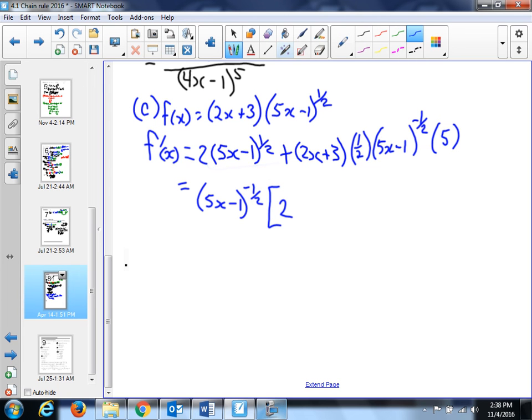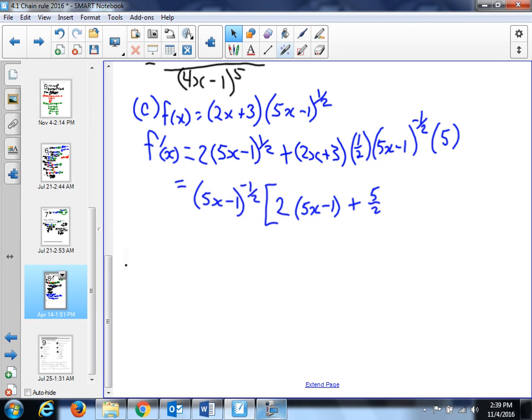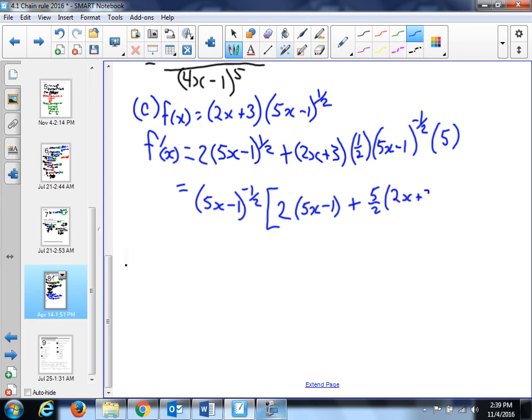So, I'm going back to the regular pen. 5x minus 1. 2 out of 2 is 1. So that's where that part comes in. Plus, now I'm going to rejuggle my number order. I've got a 5 at the back end and a half, so I'm going to make that 5 halves and put it out front. We typically put a lone number out front. 5 halves. The 2x plus 3 is still there, isn't it? And the 5x minus 1 to the negative 1/2 is gone.